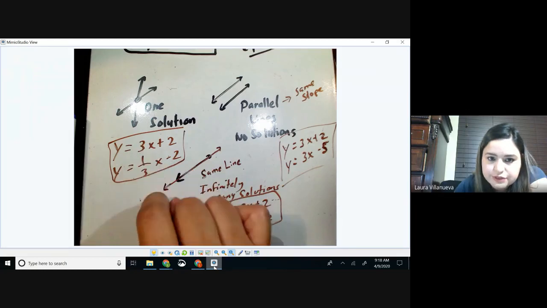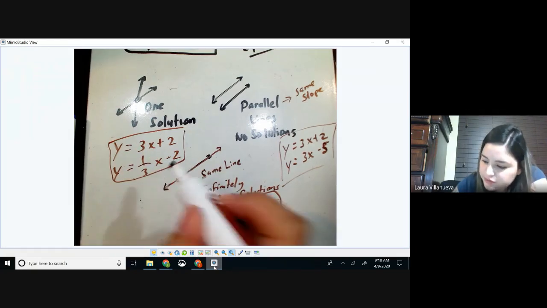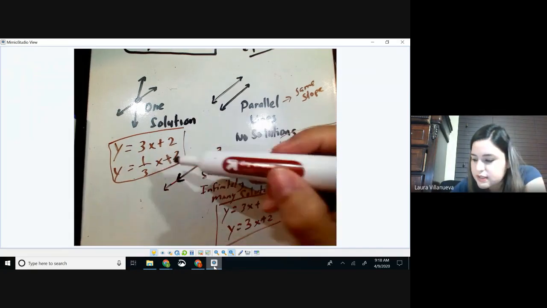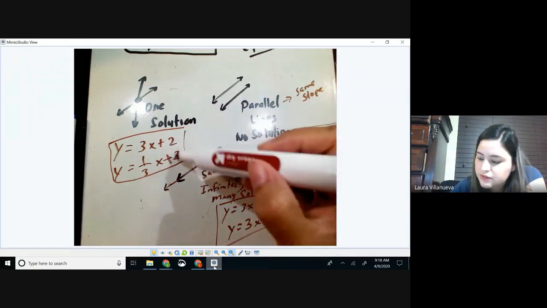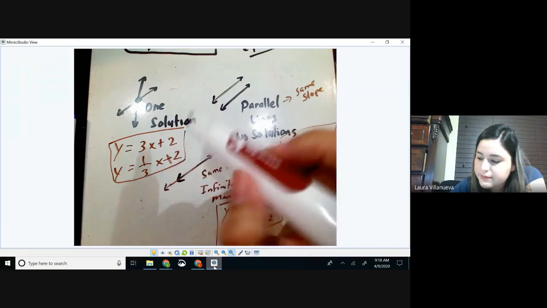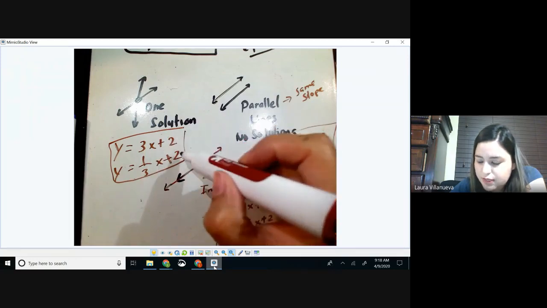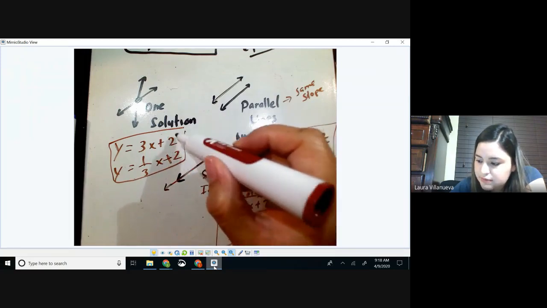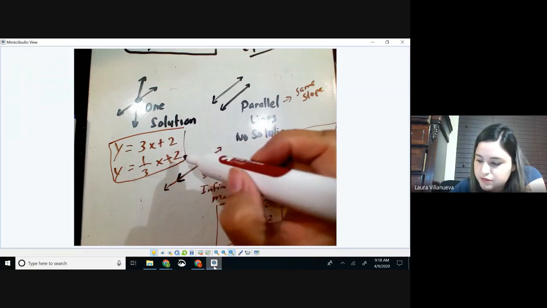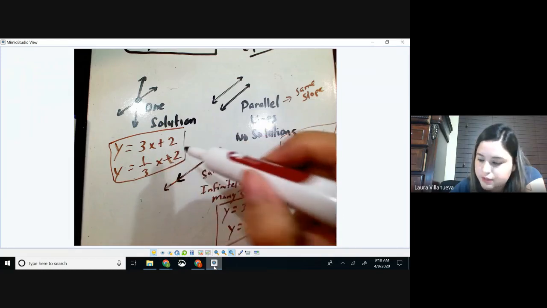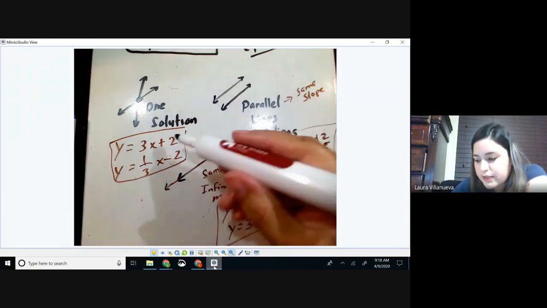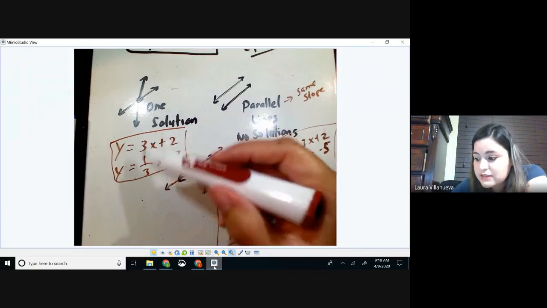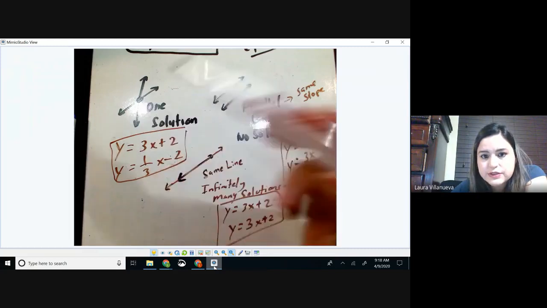This is a different slope, and even if it has plus 2 here, it's still a different slope. It's going to have one solution. When you have plus 2 and plus 2, that means they're going to cross at the y-intercept. So if it's the same plus 2 and plus 2, then they're going to cross at that point. So right here, I'm going to put minus 2. But if the y-intercept is the same but the slope is different, it's still one solution.